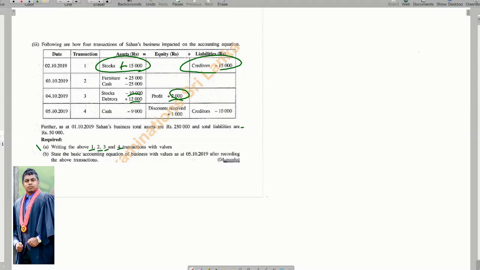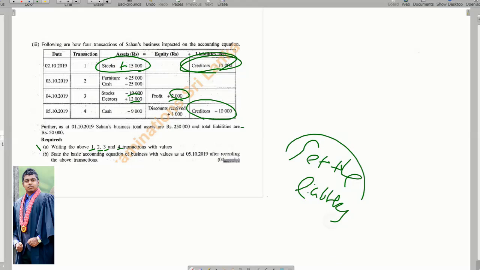Then we can move to the fourth one. Here we can see that creditors are decreased by 10,000. Previously we have mentioned that when you are purchasing goods on credit basis, creditors are increasing, no? 15,000 increment is there. But here you can see creditors are decreasing. Therefore we can consider now the liability is decreasing.